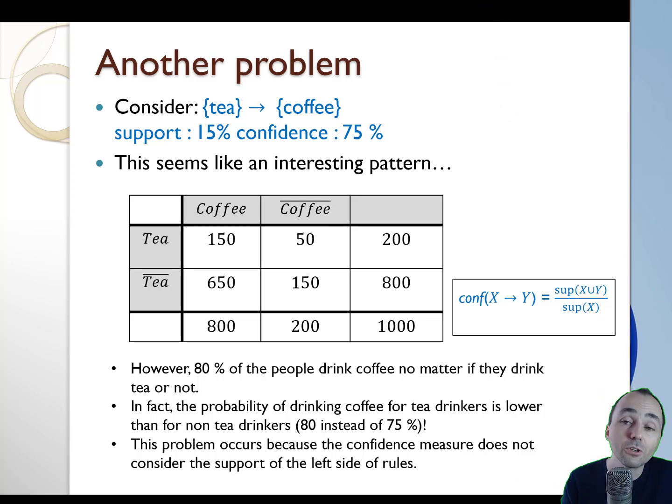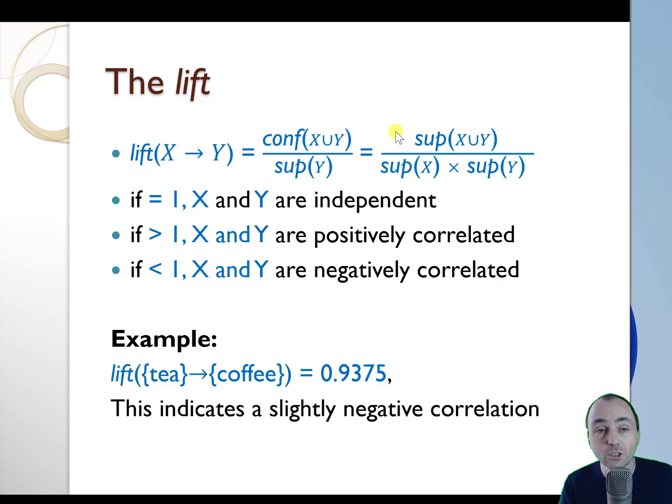So there is a solution to this. You can use other measures besides the confidence. There is another measure called the lift for association rule mining. It is defined as follows. If you have a rule x imply y, it will be how many times you have x and y together, divided by how many times you have x, and divided by how many times you have y. So divided by the number of people who drink tea and the number of people who drink the coffee.